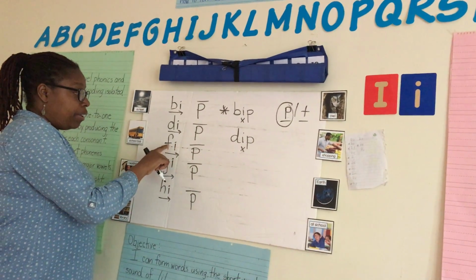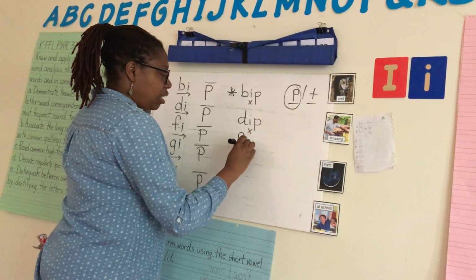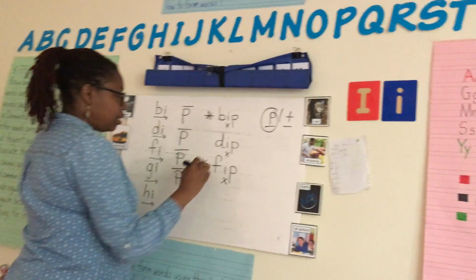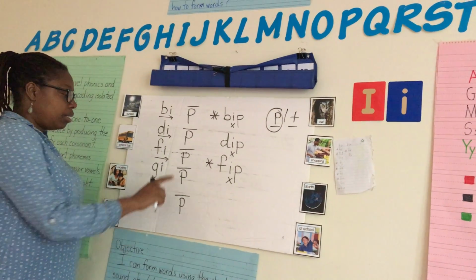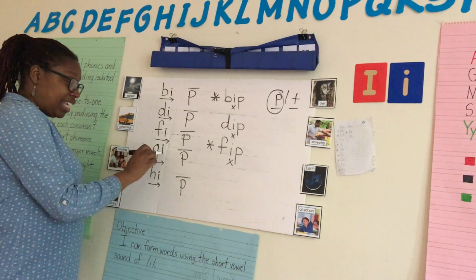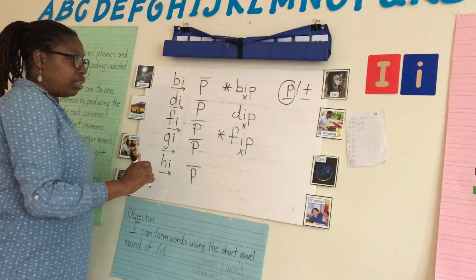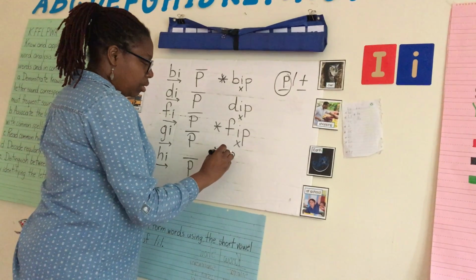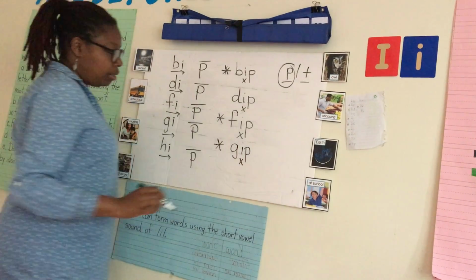Now, fip. Fip is a nonsense word, so I'm going to write the asterisk. Fip is a nonsense word. Let's move over to our next slide, which is GI, which says gip. Gip is also a nonsense word. I'm going to mark the vowel with an X.